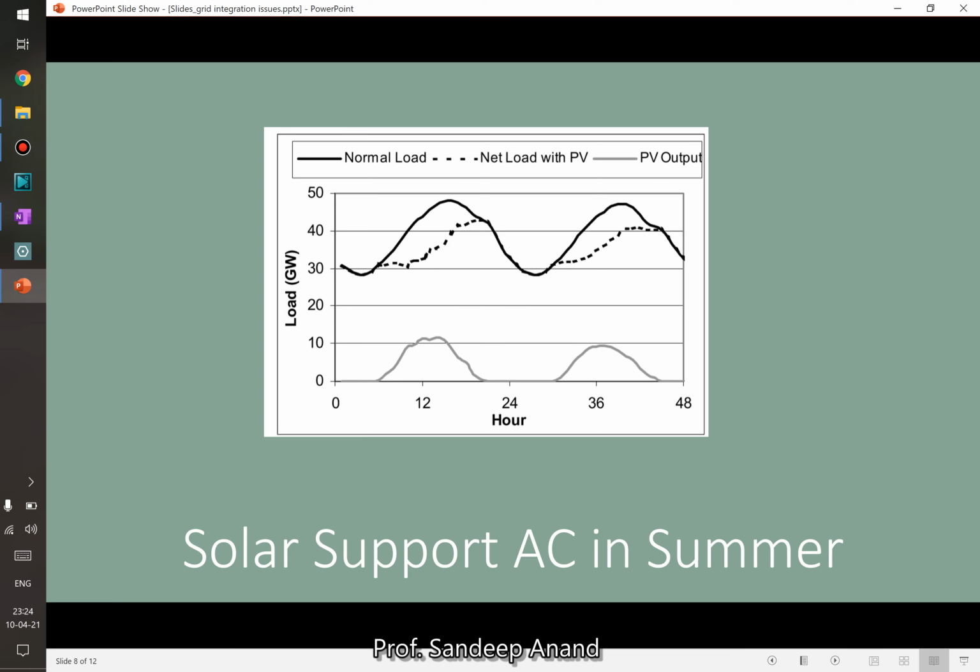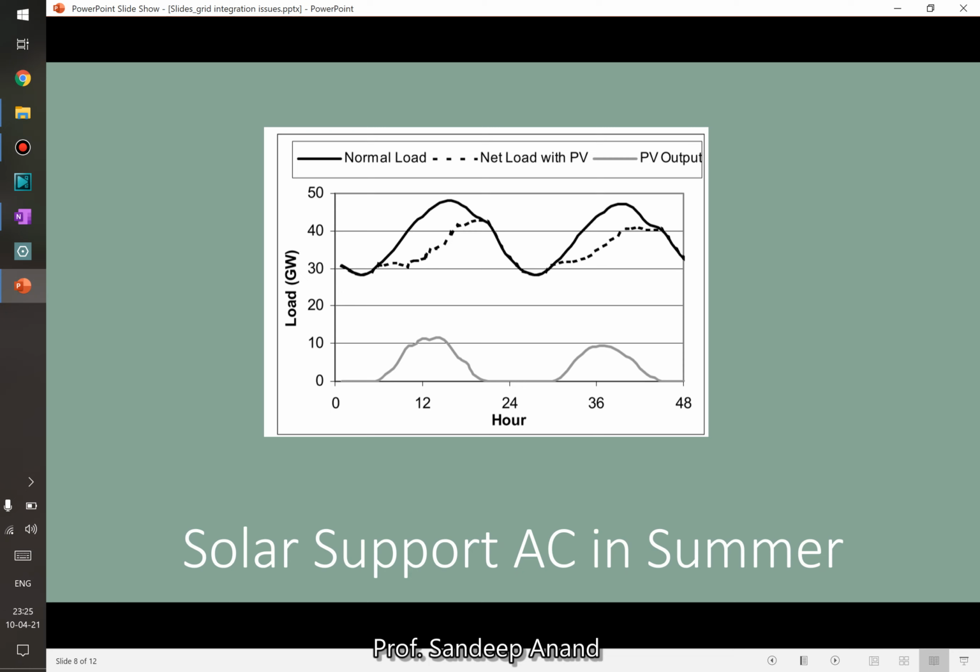The load is actual data, and this particular graph is for the summer duration, the 1st and 2nd of June in Texas. But the solar data is actually simulated data of a 16 gigawatt plant. So it's more of a situation of what will happen if there were a 16 gigawatt solar plant in such a system. It's a very interesting study. You can go back and read through those references.